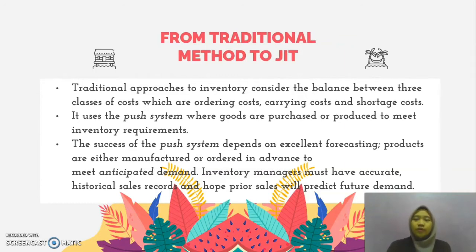The traditional approach to inventory considers the balance between three classes of costs, which are ordering costs, carrying costs, and also shortage costs. They use the push system, where the goods are purchased or produced to meet inventory requirements rather than to meet the actual customer demand. The success of the push system depends on excellent forecasting, whereby the products are either manufactured or ordered in advance to meet the anticipated demand.